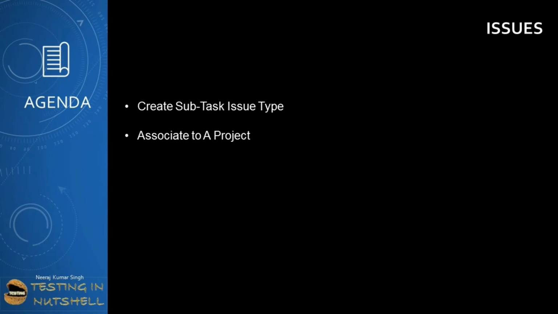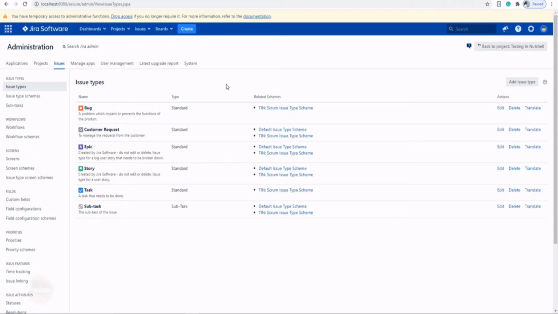As a part of this particular tutorial, we will be talking about how to create a subtask issue type and associate it to a project. As a part of our previous tutorial, we understood very well how you can create a new issue type and make use of it in any particular project. Now it's time we also talk about what a subtask is, how we can create a subtask, and make use of it in our projects.